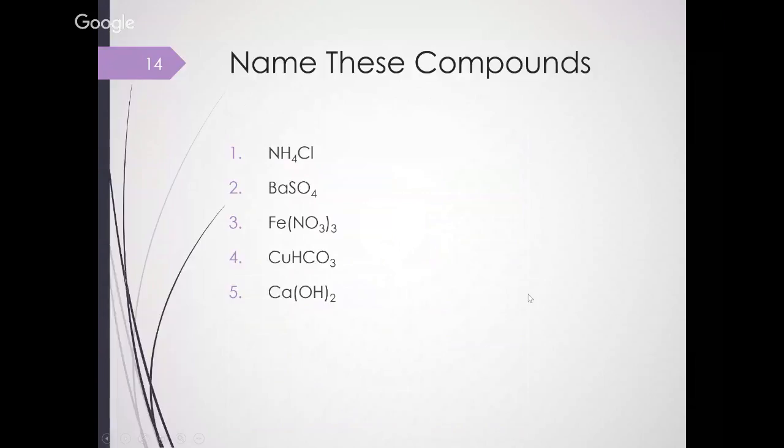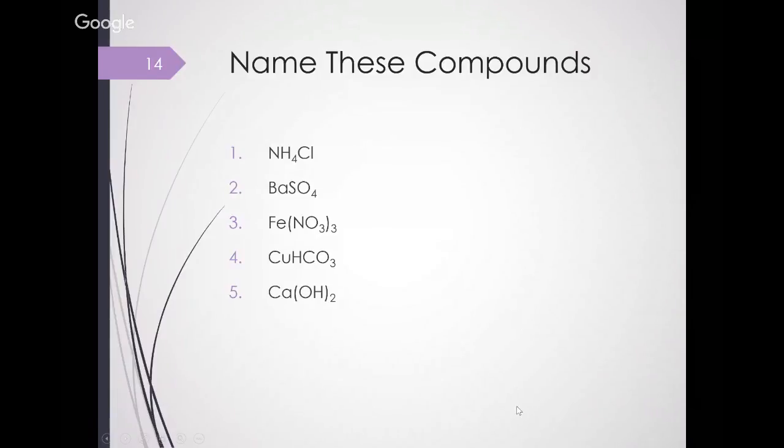Well, I look at what's showing up in the front here. I notice I have NH4, which I just have to recognize is the ammonium ion. So I have ammonium, I have Cl, so that's chlorine. I change the ending to IDE: ammonium chloride.